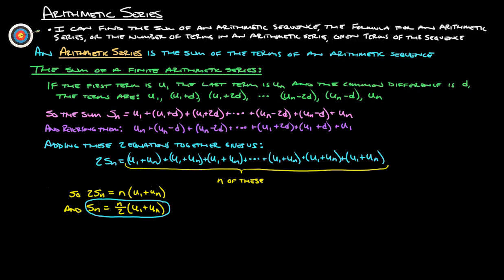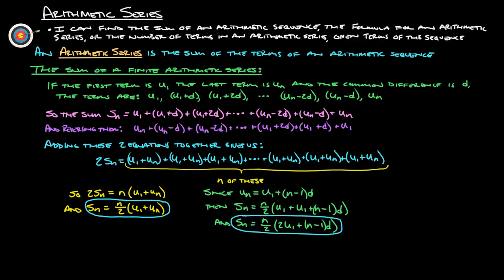And since there's 2 of them, we would divide both sides by 2. So we basically take this whole thing divided by 2, or just write it as n over 2 times u sub 1 plus u sub n. So this is how we find the sum of our arithmetic series.